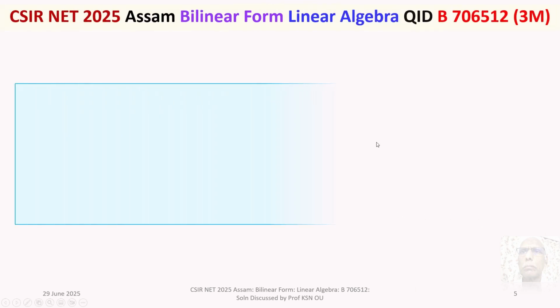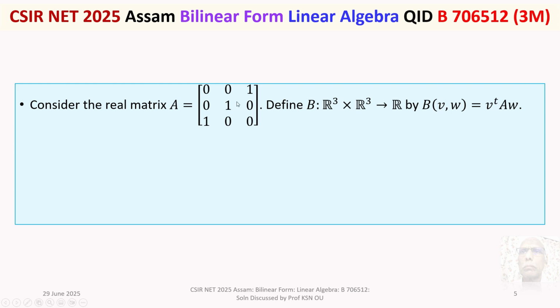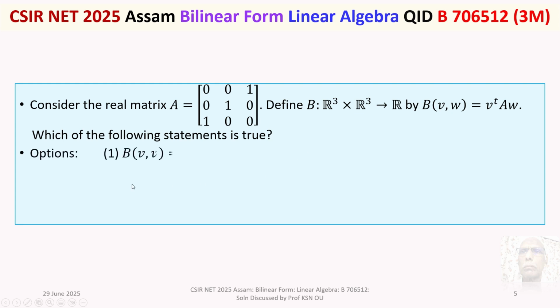Right, the given question is: consider the real matrix A. It is a 3 by 3 matrix whose first row is 0, 0, 1, second row 0, 1, 0, third row 1, 0, 0. Define B, a map from R cube cross R cube to R by B of V comma W is equal to V transpose AW, where V and W belong to R cube. Which of the following statements is true? We are given 4 options.